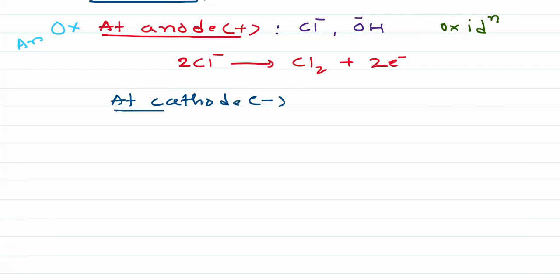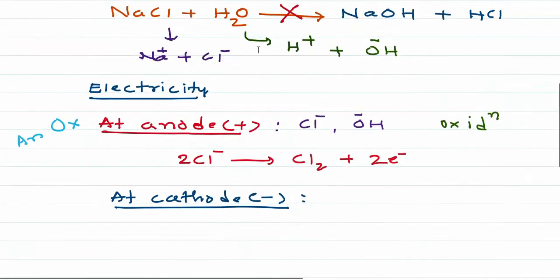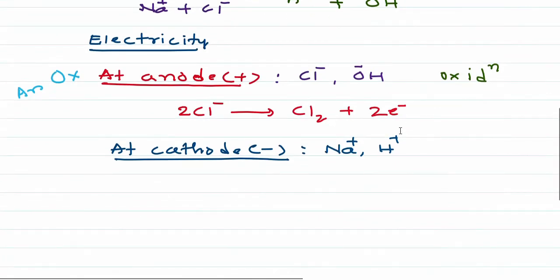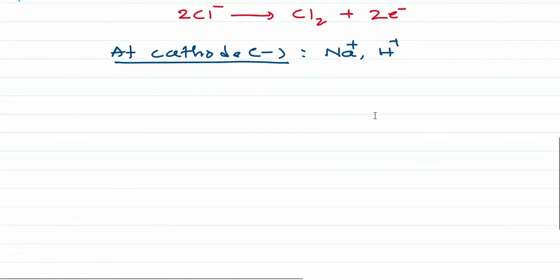Now, at the cathode, we find cations. And which are the cations we are having? You just look at the cations. I have written the ions here: Na+ and H+. Again, there is a competition between Na+ and H+. Out of this, H+ preferably gains electrons. There is a reason for that, which we will see in our next video later.